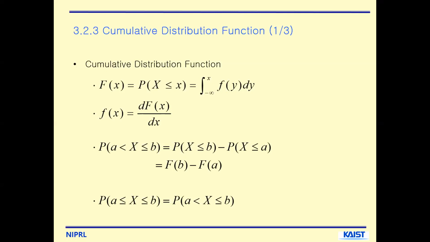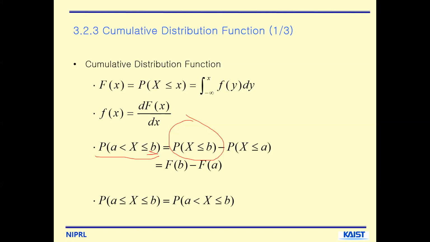Now if I want to compute the probability of a random variable x lying in an interval, what am I going to do? Take a look at this here. I want to find the probability of x lying between a and b. What is the lower bound? What is the upper bound? The lower bound is a, the upper bound is b. I'm going to start from the upper bound: the probability of x less than or equal to b.